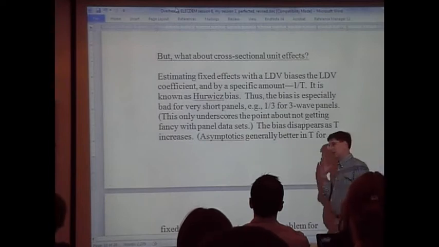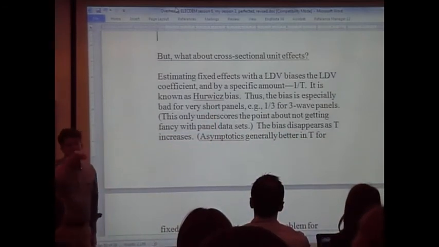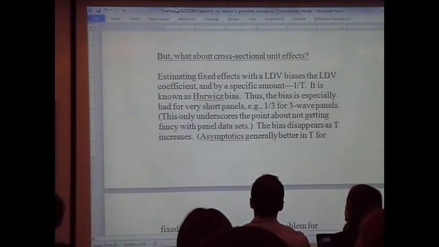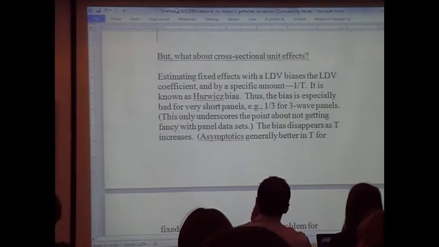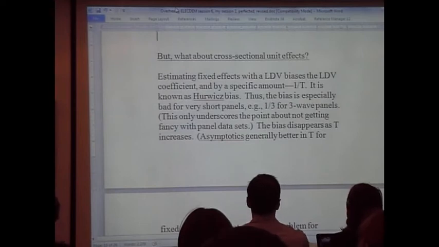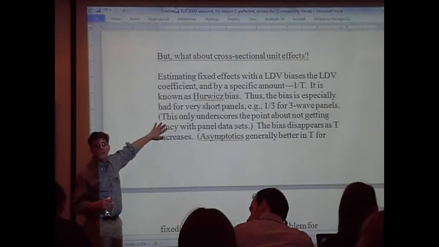The bias, and this is a really neat little finding called Hurwicz bias, we know that the bias is going to be 1 over big T. So for instance, if you have a T of 3 time points and you estimate a lagged dependent variable model with unit dummy variables, or de-meaning, you're basically going to be reducing your estimate on the lagged dependent variable by 33%. It's a huge reduction. The great thing about it is, if you're working on, which is another reason, don't get fancy with panel data.